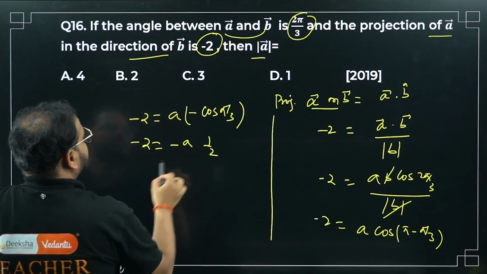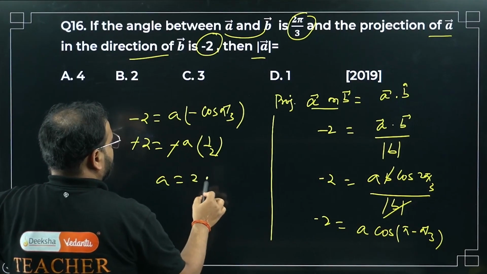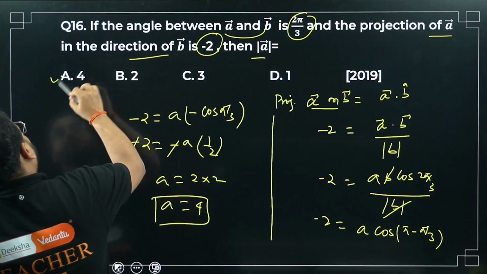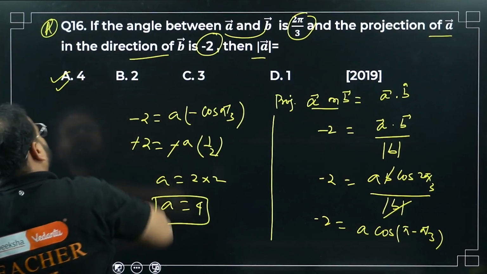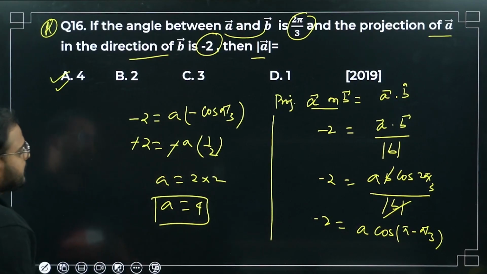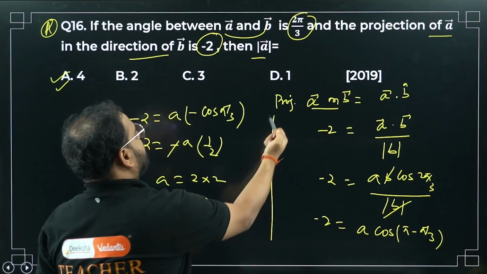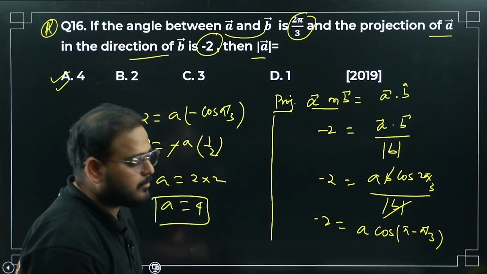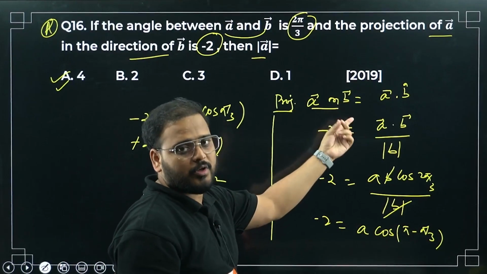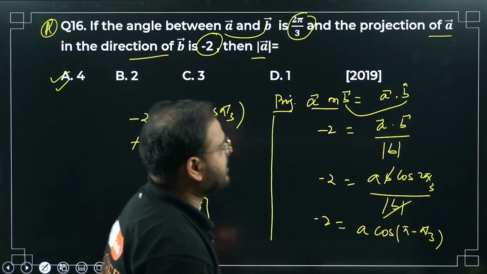1 by 2. Cancel minus minus. This is multiplication. A equals 2 into 2, A equals 4 is the right answer. Please check. Simple problem. Just the concept of projection of vector A on vector B you have to remember. This is the formula. Whichever vector you are finding the projection on, that will have the cap, the unit vector. So B cap.